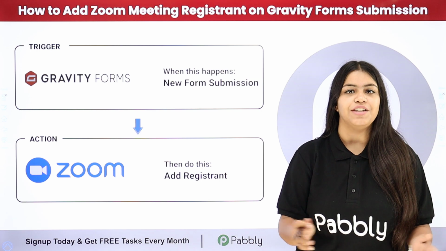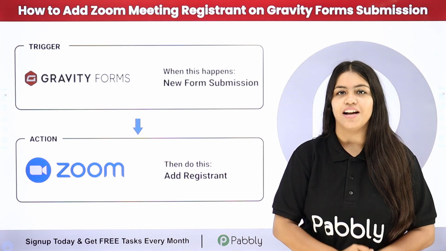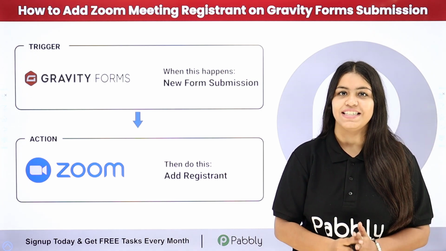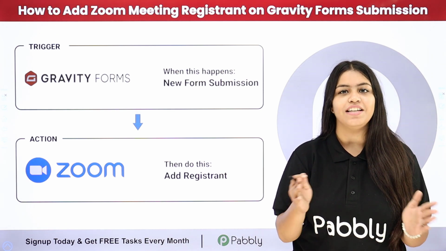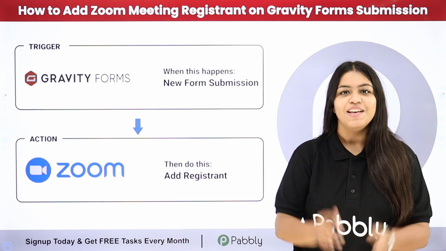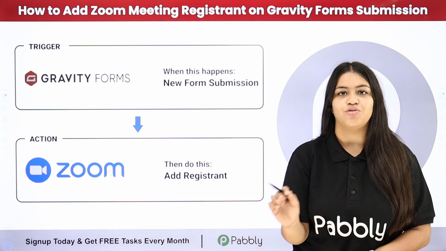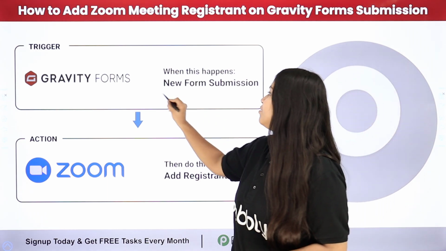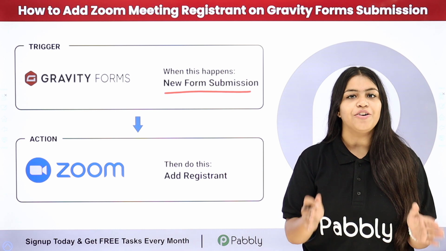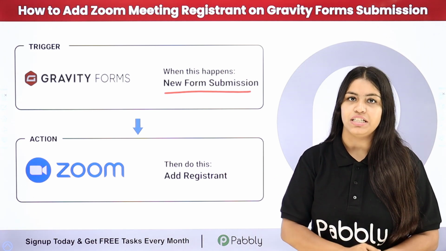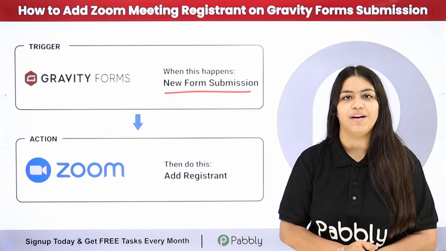So here I'm running an EdTech company and we regularly conduct new sessions and events for our business, and we use Gravity Forms to collect the registrations for the same. So now what I want is that as soon as a new registration is made, or as soon as a new form submission is made in my Gravity Forms, automatically with the help of the same submission details, a new registrant should be added in my Zoom too.